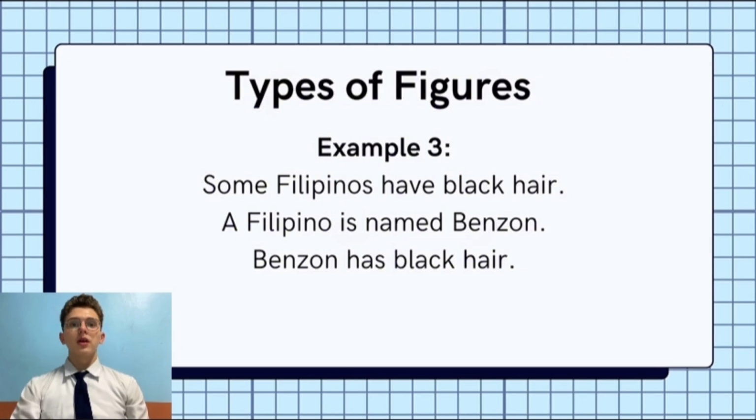Example 3. Some Filipinos have black hair. A Filipino is named Benzon. Benzon has black hair. In the third example, the middle term is Filipino or Filipinos. It appears on the left in both premises, hence it is a figure 3 argument.